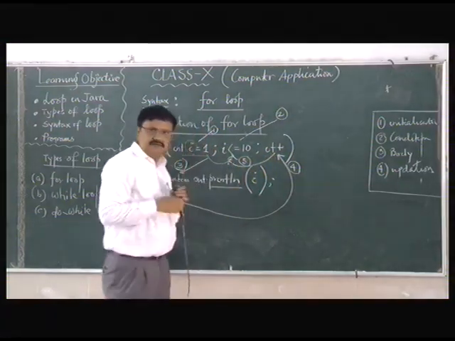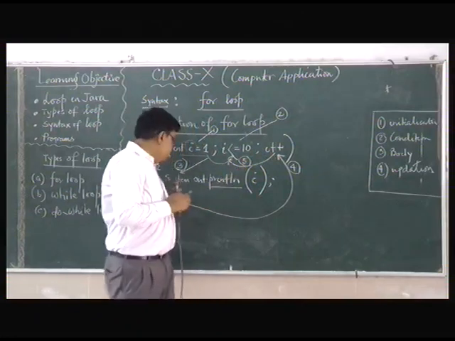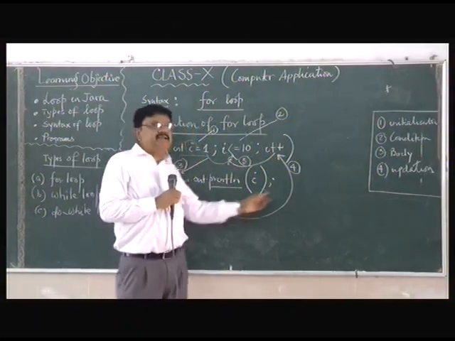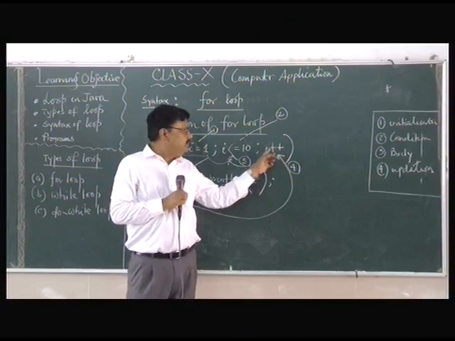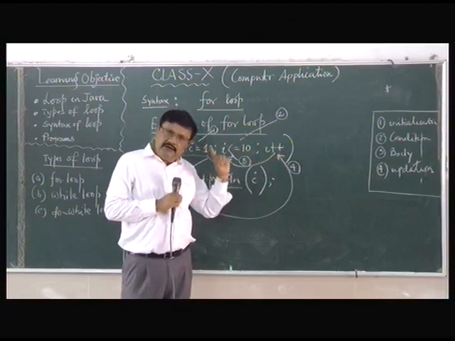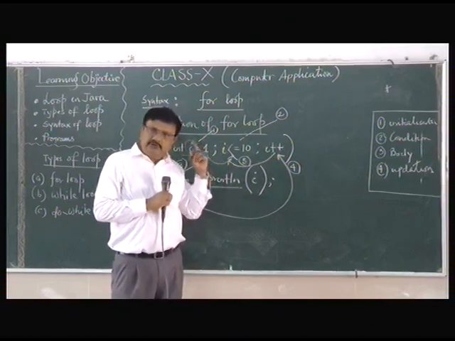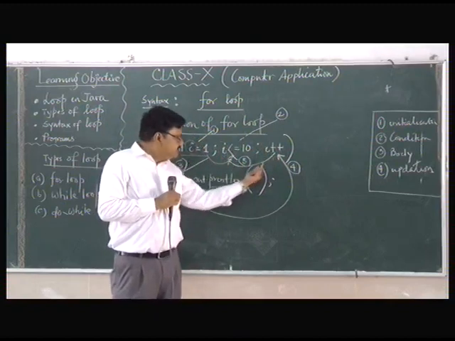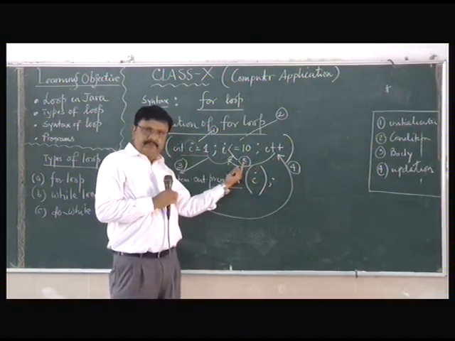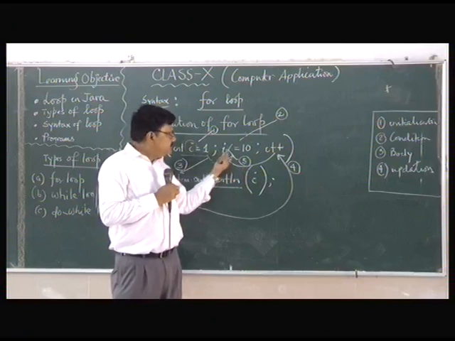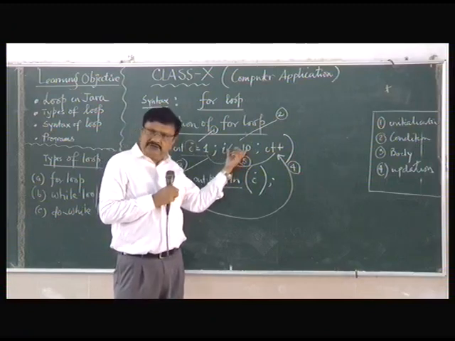Please remember this. Yes or no? So the value is now 1. Now the value is incremented by what? 1. 1 plus plus means incremented by 1. So what does the I value become? 2. So again it will check for the condition. So this is 5, yes or no? So 2 is less than or equal to 10. True or false? It is true.